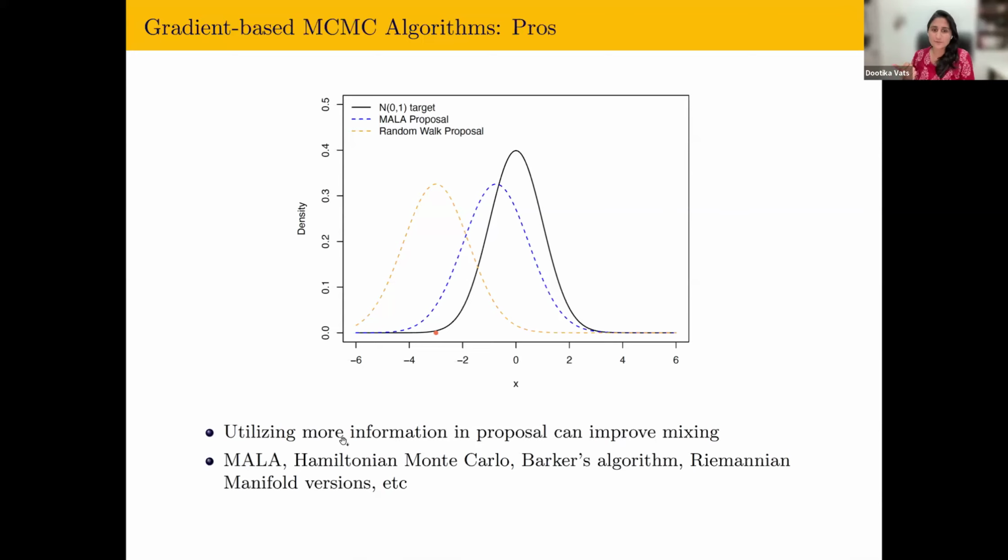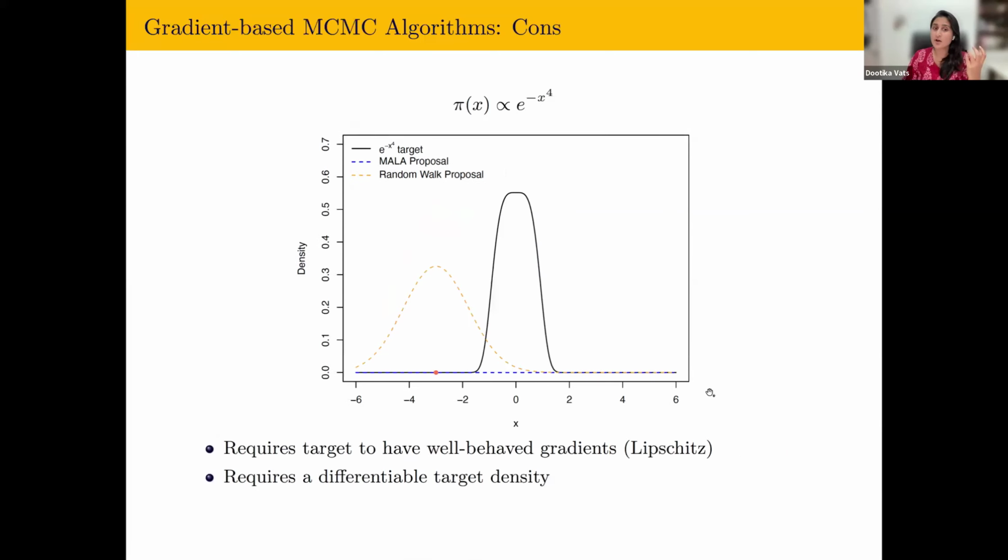So they're utilizing more information in the proposal, which can then lead to bigger jumps. And then there are multiple different types of algorithms, like the MALA algorithm, HMC, Parker's algorithm, and then Riemannian manifold versions of these algorithms that actually look at possibly higher order terms rather than just the gradients. So this slide is sort of like the main pros of gradient-based methods. But then there are some cons as well.